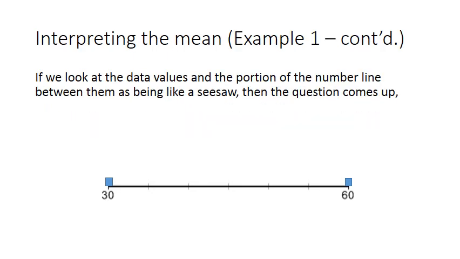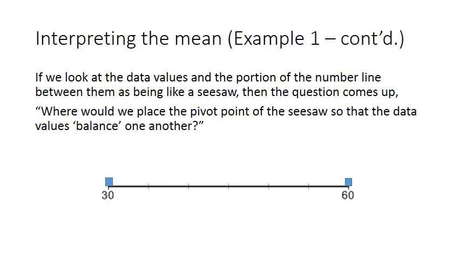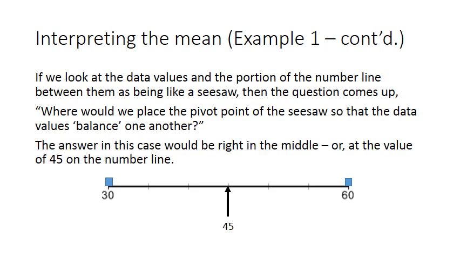If I now look at the data values and the portion of the number line between them as being like a seesaw, the question comes up, where would we place the pivot point of the seesaw so that the data values balance one another out? Now, if you know anything about seesaws and how to position pivot points, and if the weights are equal at either end, we know that the pivot point would be placed right in the middle of the seesaw. That is at the value 45 on the number line.